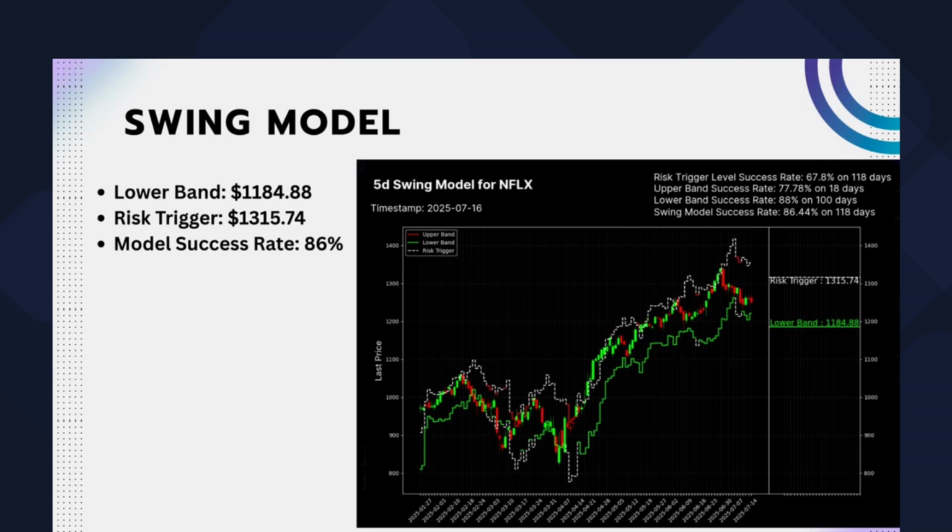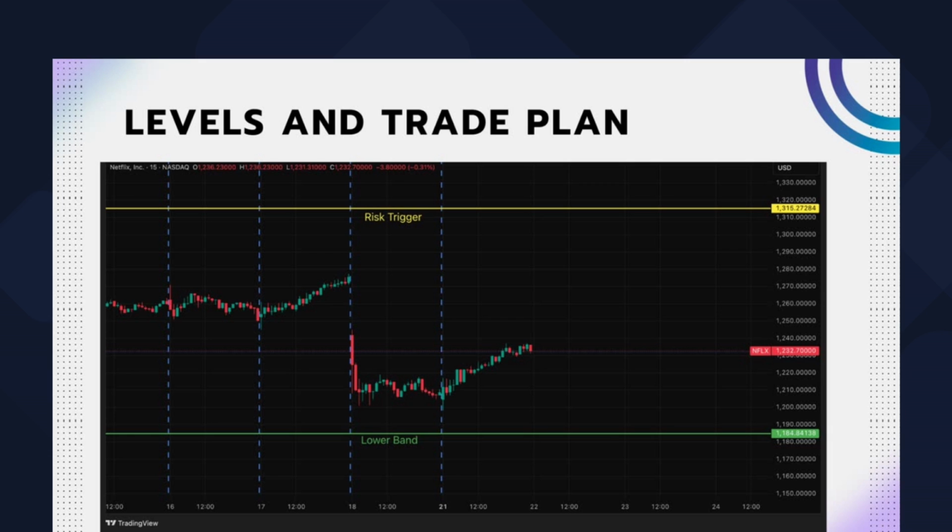And then finally, we want to look at the swing model. Again, we are still in a bullish bias coming from the swing model. Our lower level to monitor is 1,184 for the next 5 days, and our upper level is 1,315. Again, look at the back testing at the top. The model is telling you that the success rate over the past 118 days is about 86%. Now, if we look at the levels, what we see is that Netflix, the day after the earnings, obviously opened much lower. You see that in the chart. We have a lower band there, and then we have a risk trigger.